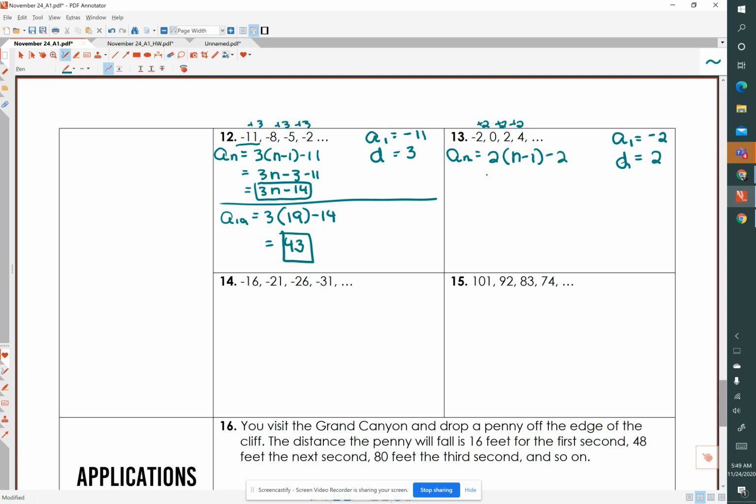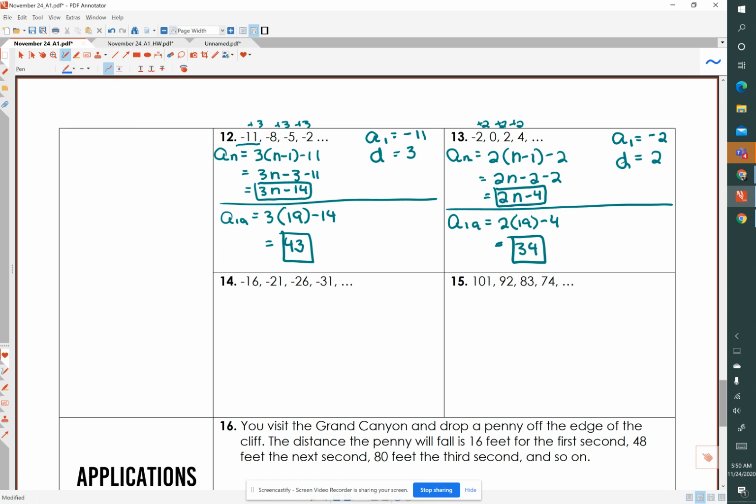And then I'll distribute, which will give me 2n minus 2 minus 2. Then I'll combine like terms, 2n minus 4. Here's our rule. Let's find the 19th term. So a sub 19 equals 2 times 19 minus 4, which we evaluate to be 34.